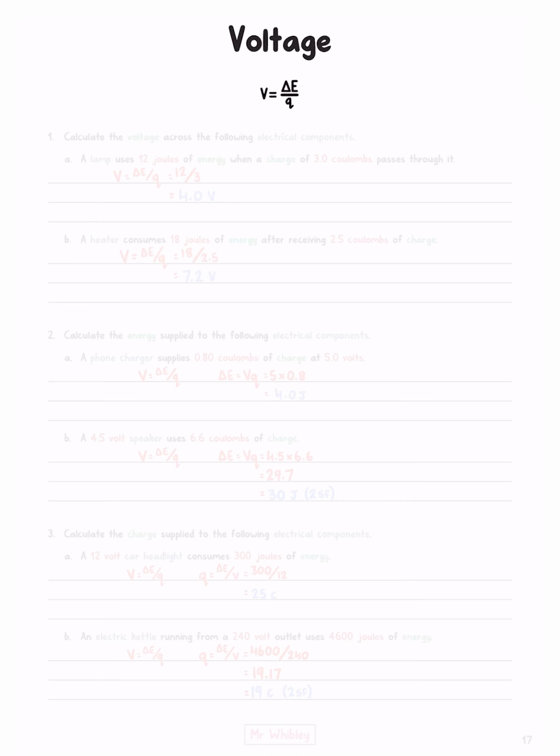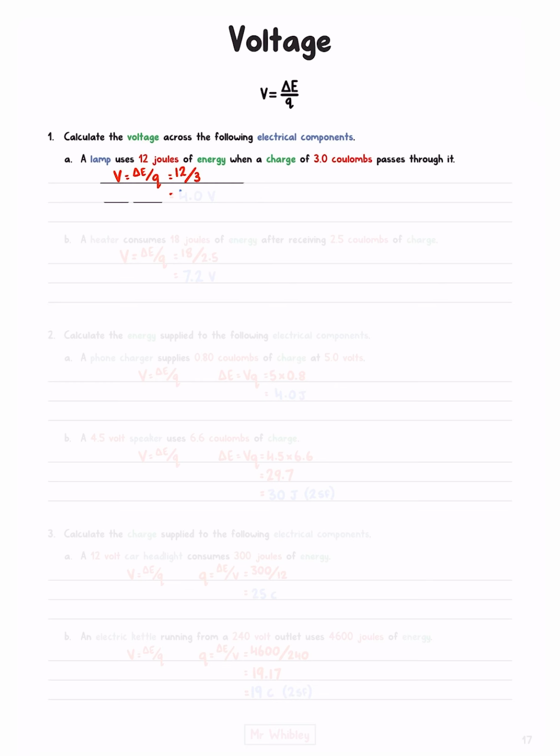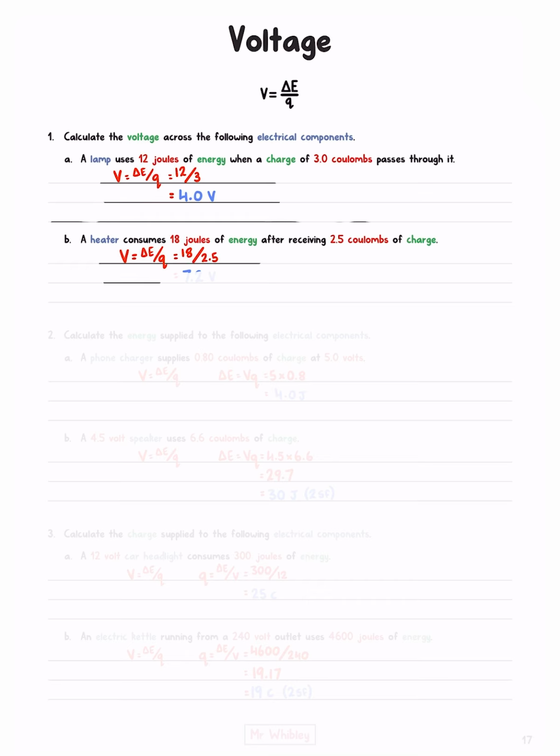Voltage. Question 1. Calculate the voltage across the following electrical components. A lamp uses 12 joules of energy when a charge of 3 coulombs passes through it. Knowing that voltage is the change in energy per charge, our energy is 12, our charge is 3, which gives us 4 volts. A heater consumes 18 joules of energy after receiving 2.5 coulombs of charge. Once again, voltage is energy over charge, our energy is 18, and our charge is 2.5, which gives us 7.2 volts.